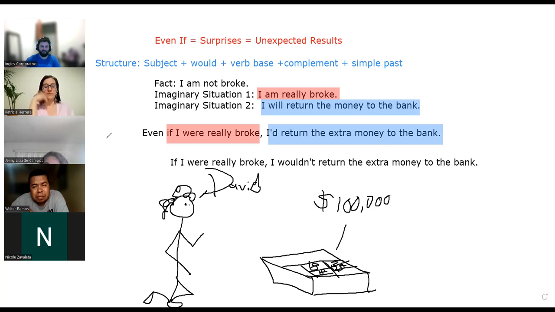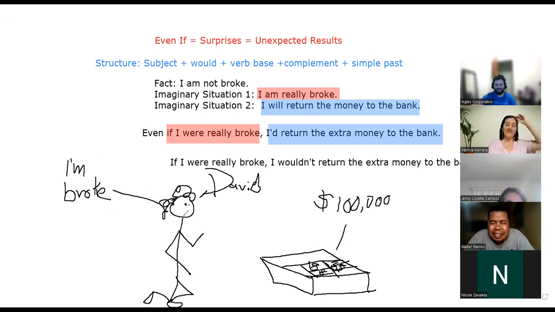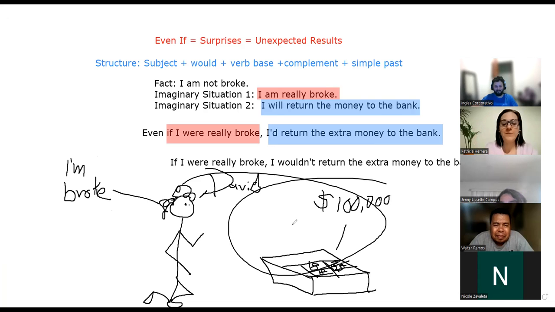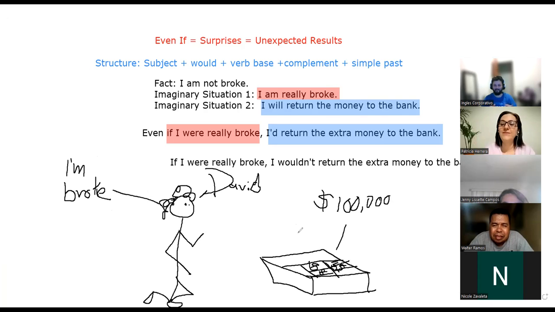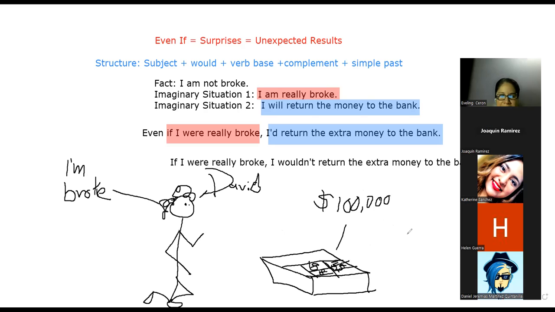So I am a teacher, right? Do you think that I earn a lot of money? I think yes. I'm broke, right? I am broke because I'm a teacher. Now, if I found $100,000, do you expect me, and be honest, do you expect someone who runs into $100,000 on the street to return it to the bank or not? No. Very good.